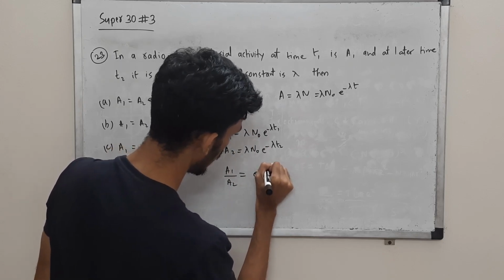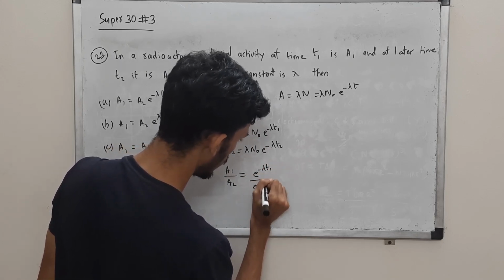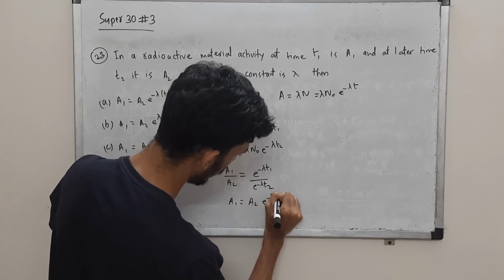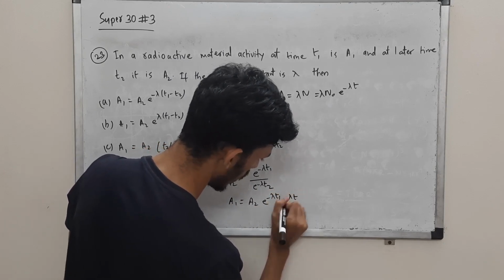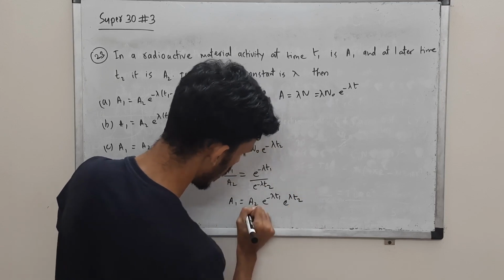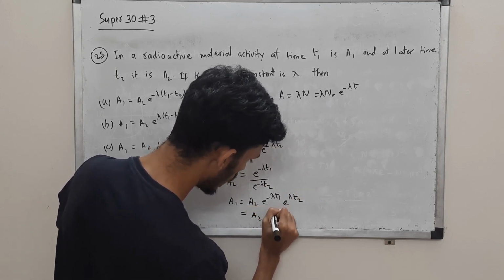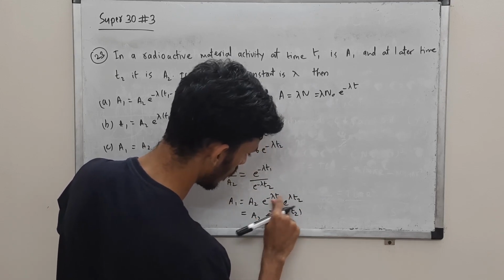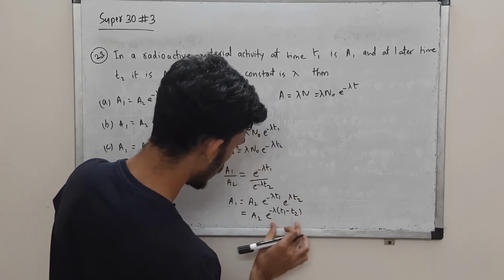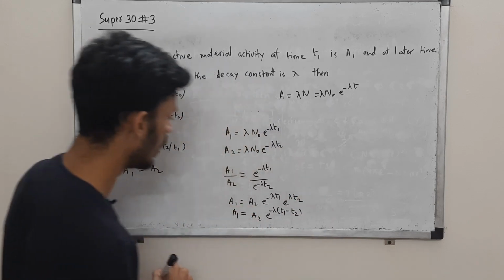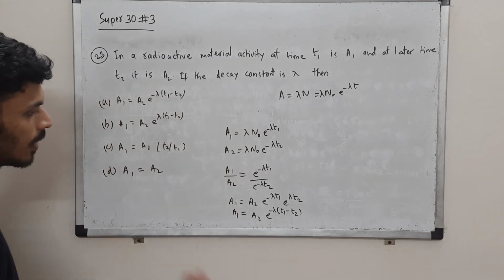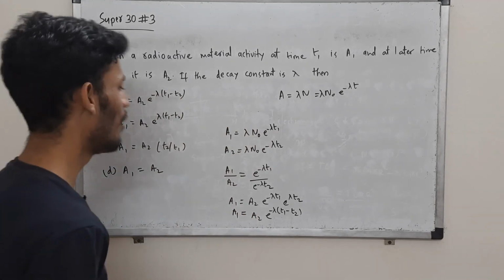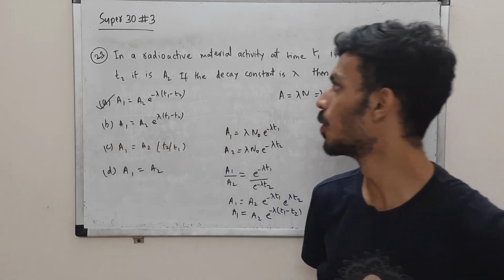e raised to the power minus lambda t1 you will have, and in the denominator e raised to the power minus lambda t2. So A1 will be A2 times, bringing the denominator into the numerator, and this will become plus. Here if we take minus lambda common, we'll be left with t1 minus t2. So this is the answer that we get: A1 equals A2 e raised to minus lambda (T1 minus T2). So this is option A. When in doubt, choose option A. Okay, so that is question 23, and a few more questions to go.